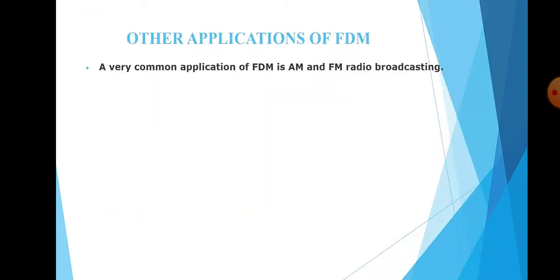A very common application of FDM is AM and FM radio broadcasting, where radio uses air as the transmission medium and a special band from 530 to 1700 hertz is assigned to AM radio. All radio stations need to share this range of frequency.